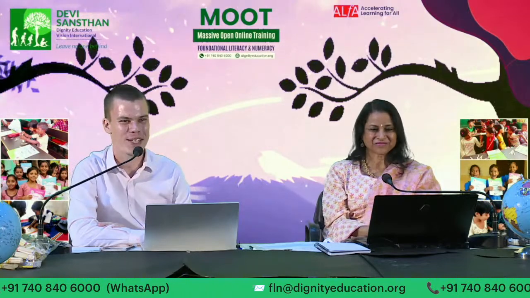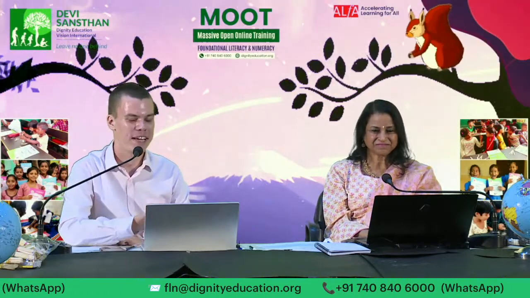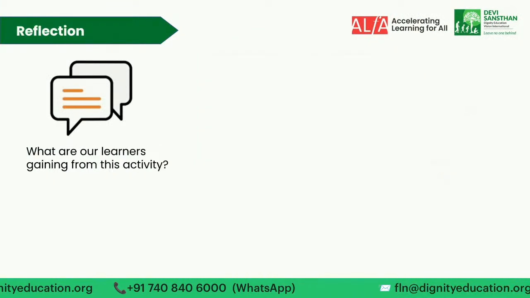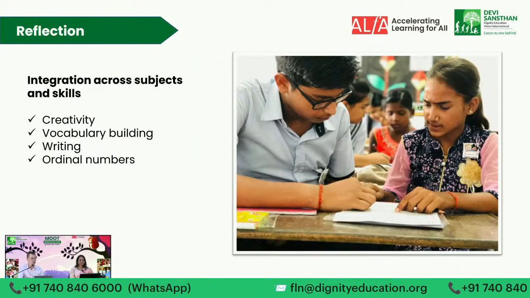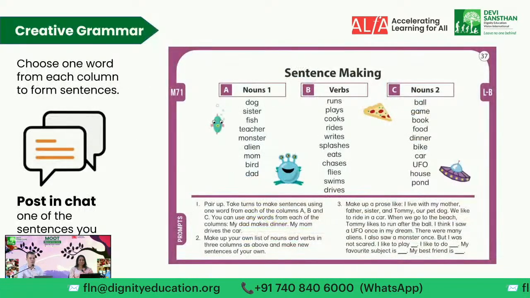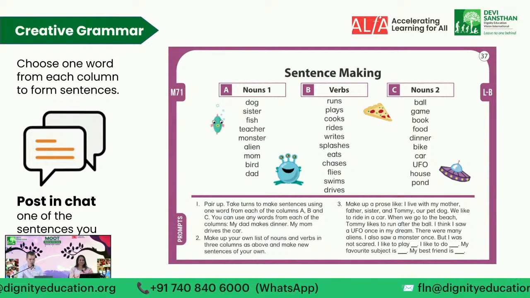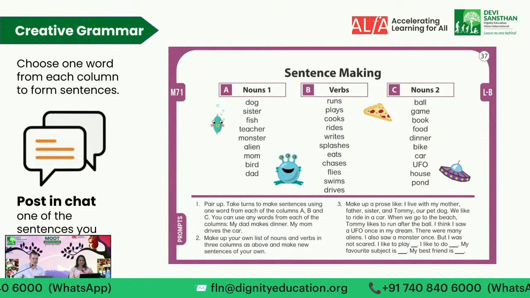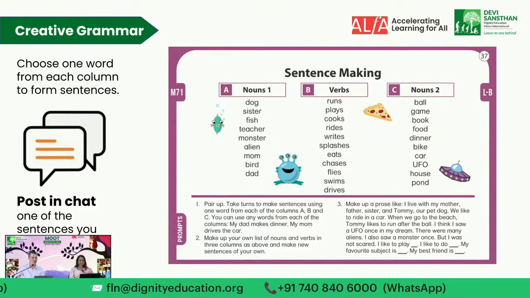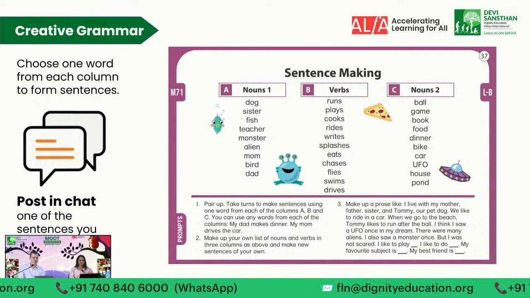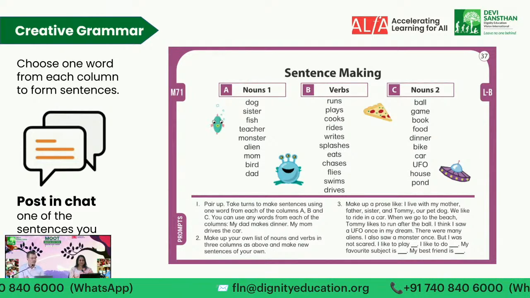Let's go on to another activity. If I just pull up my PowerPoint again. So we've got a whole repertoire of literacy activities. And yeah, so there's creativity, there's vocabulary building, there's writing, there's ordinal numbers, lots of things they're learning from that. Let's go on to this one, which some of you may have done before, depending on which of our trainings you've been in, but I think it's worth doing nevertheless. And again, apologies if the font size is a bit small if you're watching on your mobile.